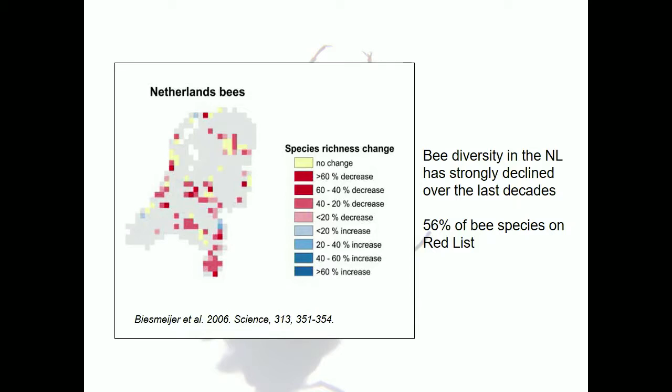Especially agricultural landscapes have become very impoverished when it comes to bee communities. And currently, more than half of the bee species that we have in the Netherlands, about 350, are on the red list.